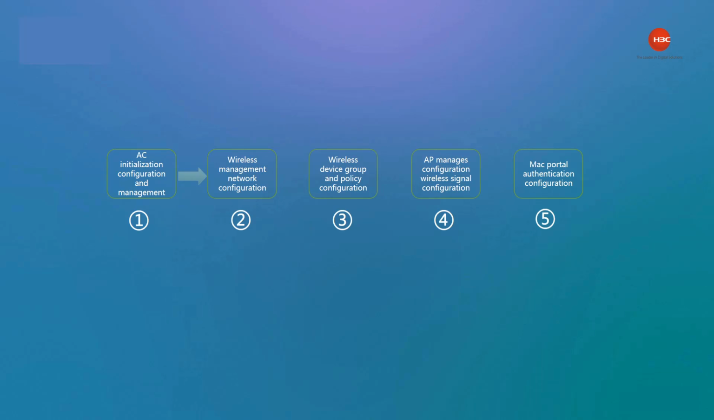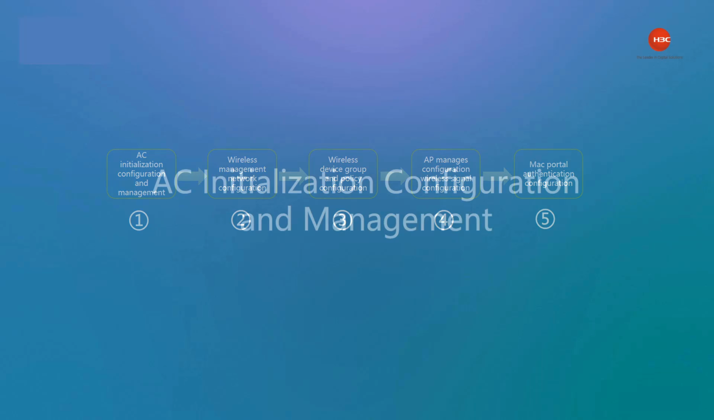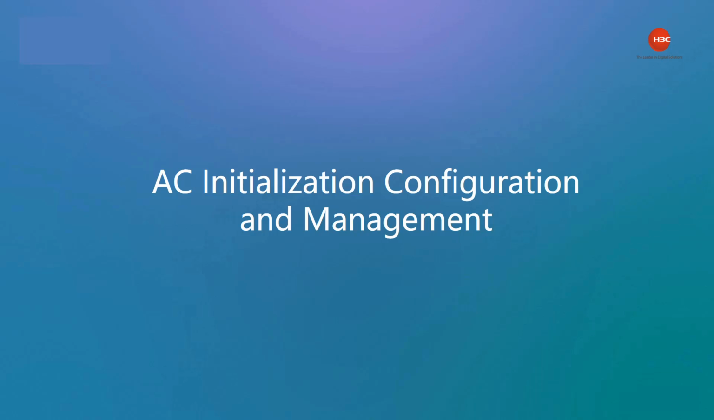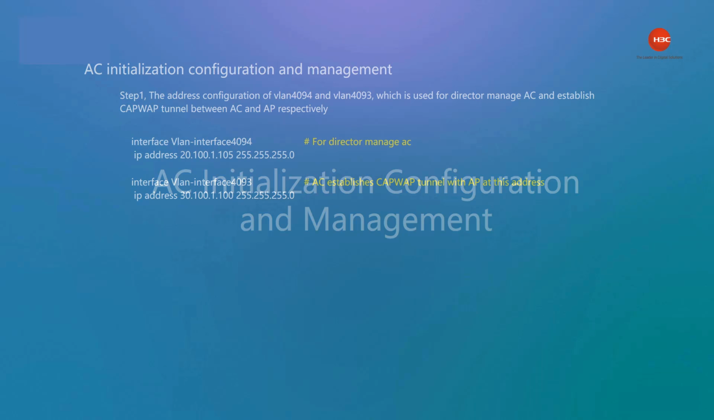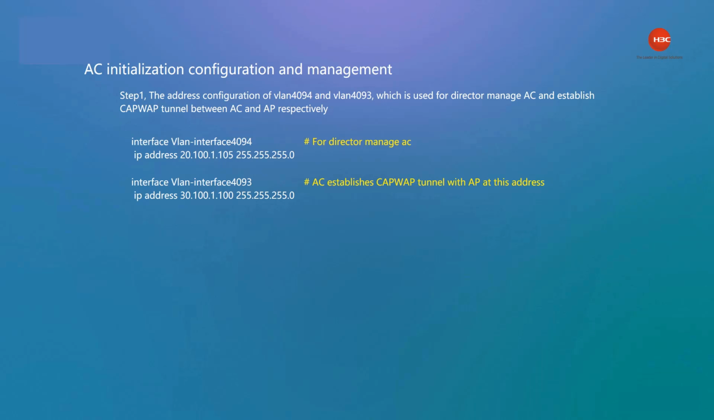After understanding the wireless service forwarding process, let's take a look at the wireless service configuration. First, the wireless service configuration can be divided into 4 steps. Next, the first step is AC initialization configuration and management. At present, the AC does not support automatic online, so manual initialization configuration and manual management to the director are required. The initialization configuration is shown in the figure, including the address configuration of VLAN 4094 and VLAN 4093, which is used for director managing AC and establishing CAPWAP tunnel between AC and AP respectively.